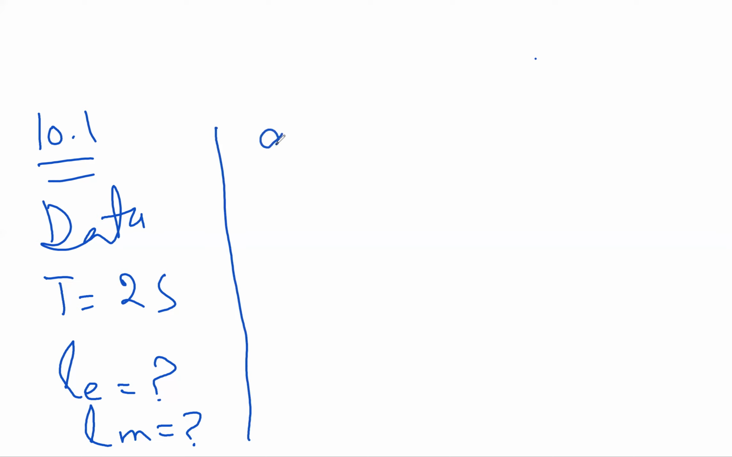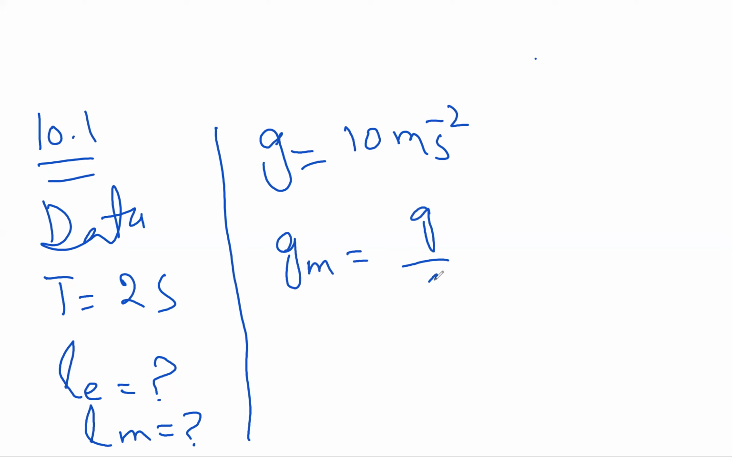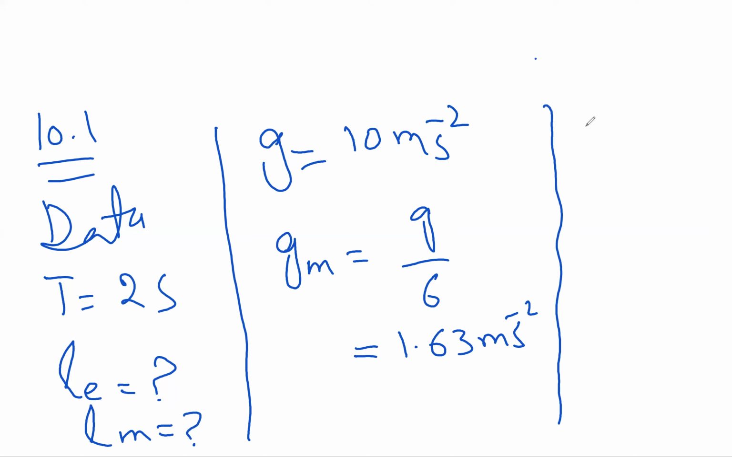The value of g on Earth's surface is given: 10 meter per second square. And the value of g on the Moon's surface is g by 6, which is equal to 1.63 meter per second square. So this is the data. The formula for the time period of a simple pendulum is T is equal to 2 pi under root L by g.